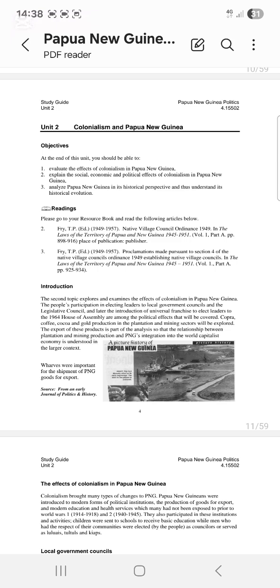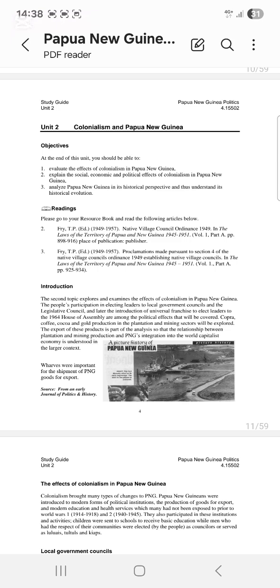Number 2, explain the social, economic, and political effects of colonialism in Papua New Guinea. So explain is the key word there. You have to explain. Explain what? You ask yourself questions like this. What am I going to explain? Secondly, I'm going to explain the social, economic, and political effects. So you have to explain three things: social, political, economic, their effects.